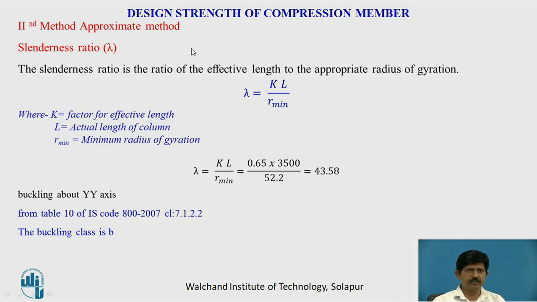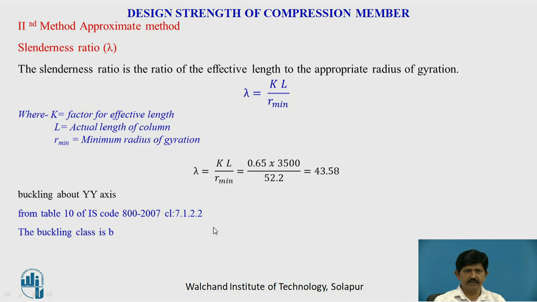One more method to find the design strength of a compression member, the second method, is again an approximate method, also given by the IS code. The slenderness ratio is the ratio of effective length to the appropriate radius of gyration. We have already taken the effective length KL, and R minimum we know from the steel table. So we can find the slenderness ratio lambda equals KL upon R minimum. This value comes out to be 43.58.